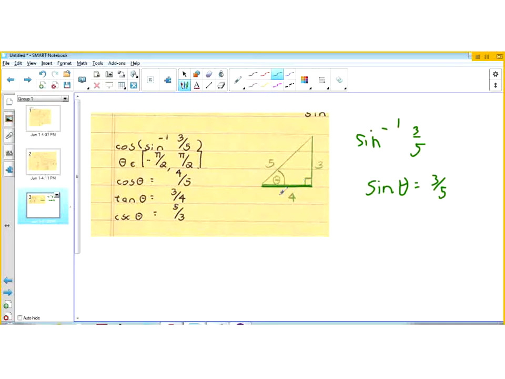And then the tangent of theta becomes 3/4, and the cosecant of theta, which is just 1 over the sine of theta, is 5/3. So this restriction on theta right here allows us to use a triangle that's drawn this way. Essentially a theta that's in the, say, first quadrant. Okay.